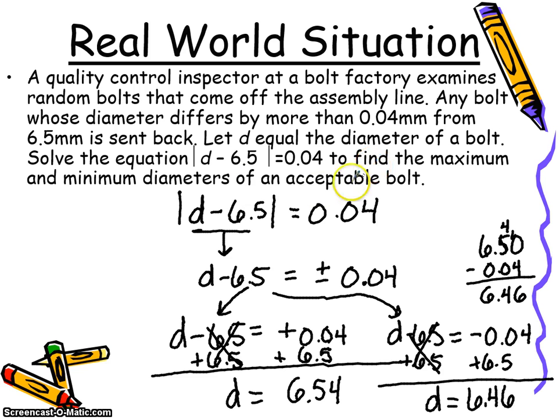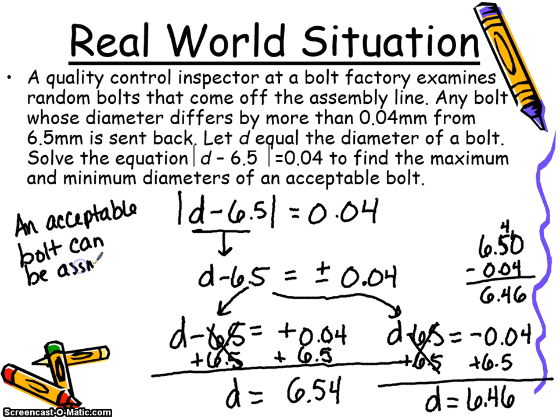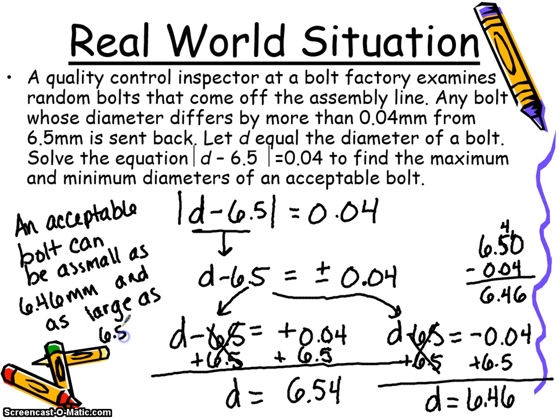Now, we can restate our answer. What are the maximum and minimum diameters of an acceptable bolt? So an acceptable bolt can be as small as 6.46 millimeters and as large as 6.54 millimeters.